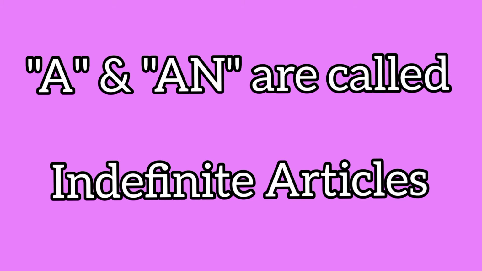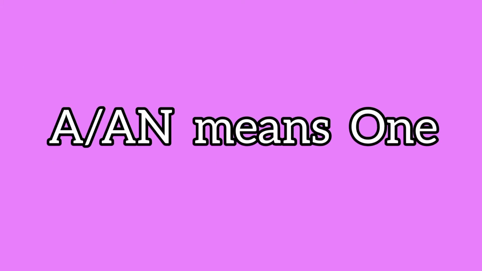A and an are determiners. They are also called indefinite articles. A and an stand for a single or one in number. They are used before singular countable nouns. They refer to non-specific and non-particular singular countable nouns, so they are called indefinite articles.